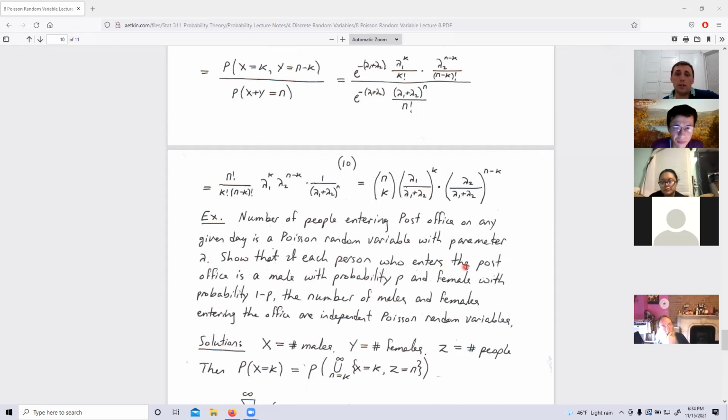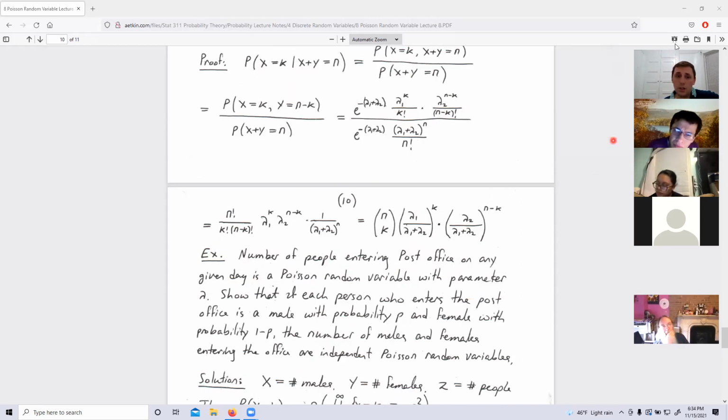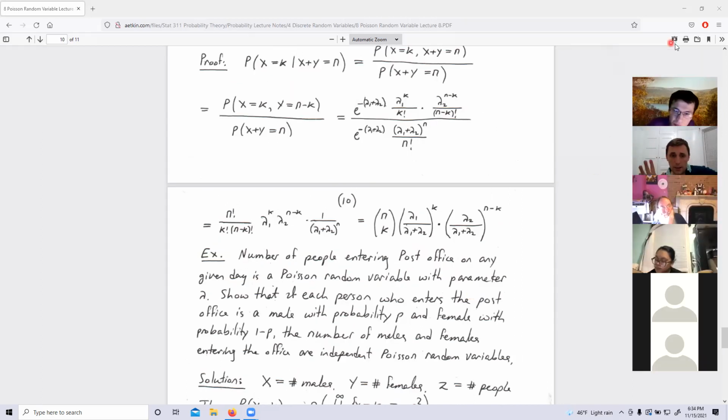Show that if each person who enters the post office is a male with probability p and a female with probability 1 minus p, the numbers of males and females entering the office are independent Poisson random variables. Question understood? So we are assuming that males enter this post office with some particular probability p, and if not, then it's female, right?